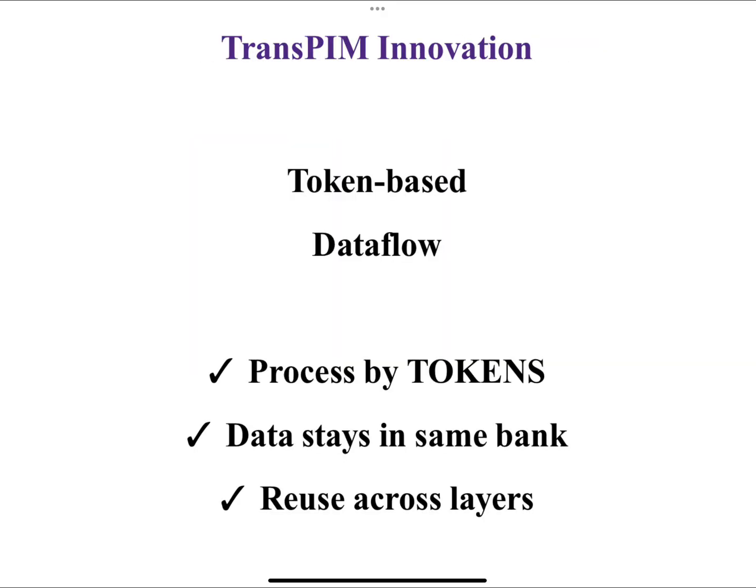TransPIM introduces a simple but powerful idea. Instead of processing by layers, we process by tokens. Each memory bank takes a small group of tokens and processes them through all layers, which is FC, attention, and FFN. And the key benefit is the data stays inside the same memory bank from start to finish. No reloading, no reorganizing, just reuse the data across layers.